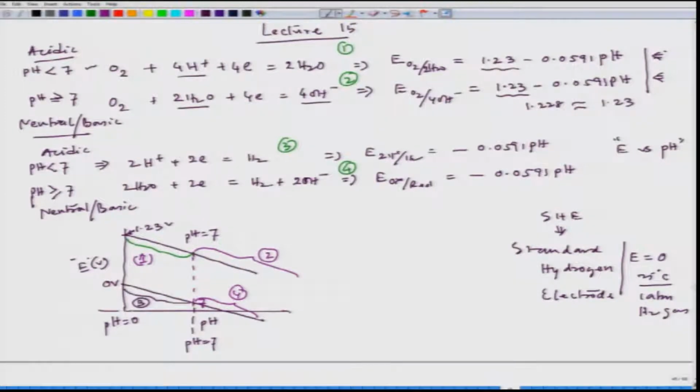So, this is the plot, and in between we have H2O, above that we have O2 and below that we have H2 generation. We will talk about this again when we talk about stability lines of water. These are basically two stability lines and in between water is stable.